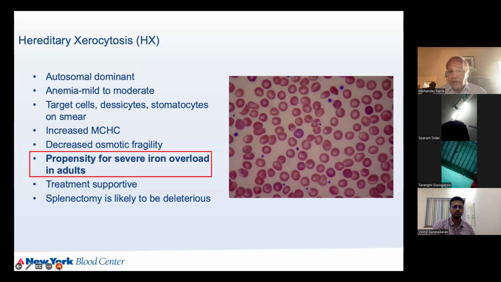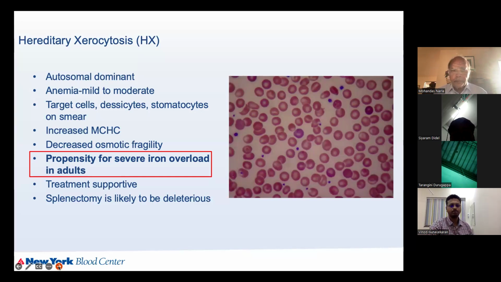The reason to keep an eye out for it is there is a propensity for severe iron overload as the children age. And actually, I'm aware of a number of cases from colleagues in different parts of the world where the patients died due to cardiac iron overload with hereditary xerocytosis in their 30s and 40s. So it's something to keep in the back of the mind about red cell membrane disorders. The treatment is supportive, and splenectomy, in contrast to hereditary spherocytosis and elliptocytosis, is contraindicated and can in fact be deleterious because you get thrombosis following splenectomy, and we don't understand why this is the case.